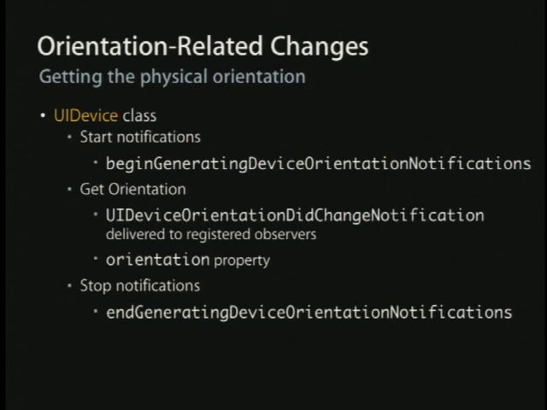This will get called when the user has actually fully rotated their device, so it's not called a lot unless the user is moving back and forth constantly. It'll be delivered to registered observers. I think we've talked about this briefly. There's the NS Notification Center, which is the class that's used to register for notifications. I don't remember if we really got into that.